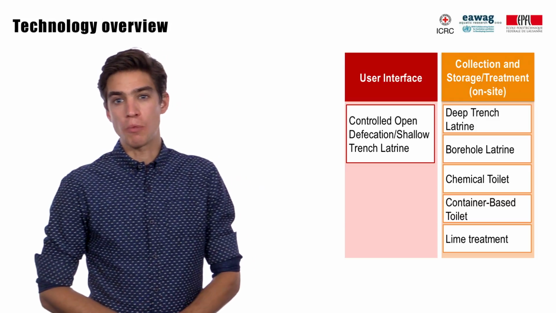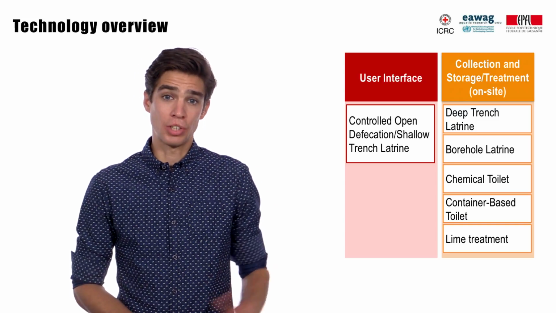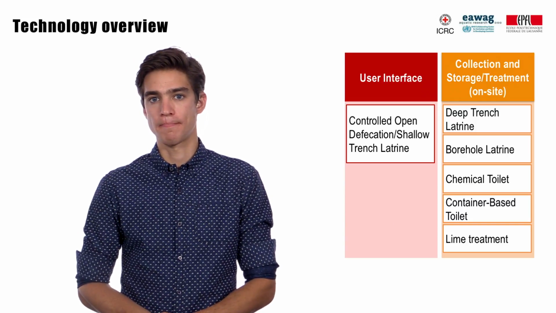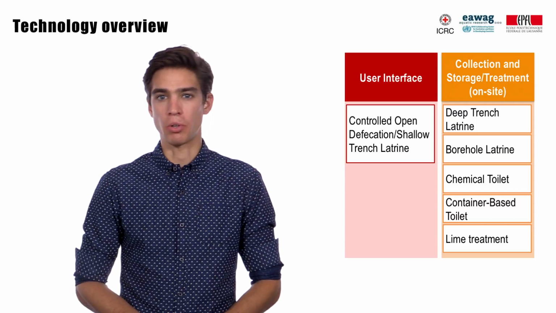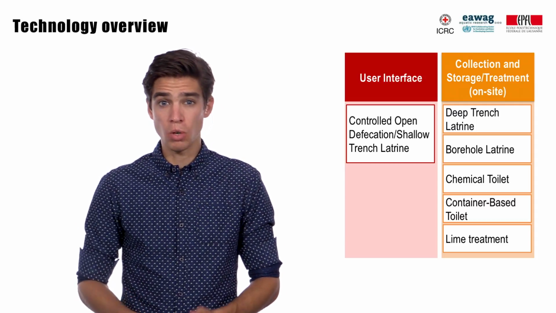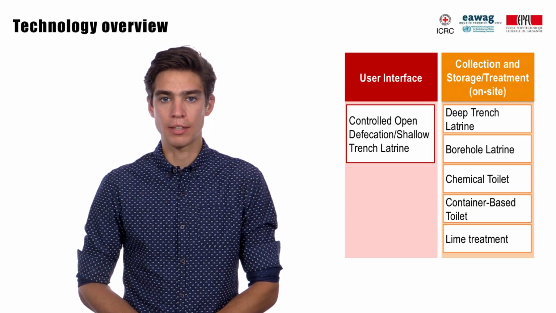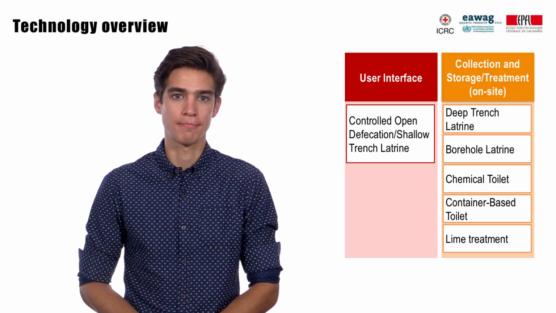We will have a look at one technology that can be categorized as a user interface, the shallow trench latrine, a simple upgrade to controlled open defecation. Then you will be introduced to 5 on-site technologies from the collection and storage/treatment functional group. Please note that this list is in no way complete and that you should consult other literature in order to find the best technology for your context.